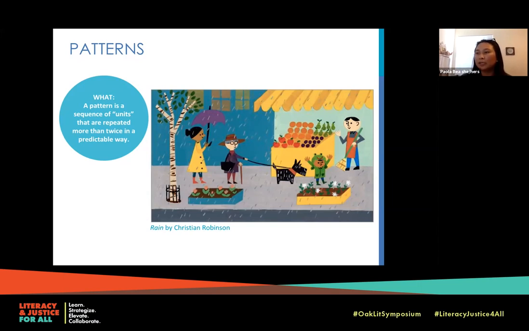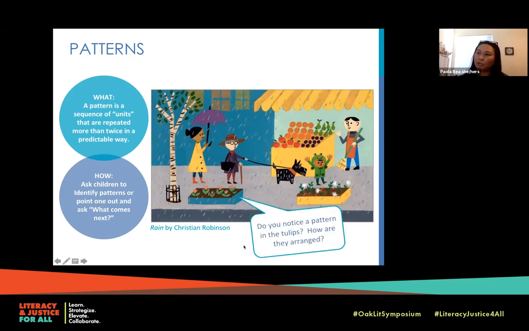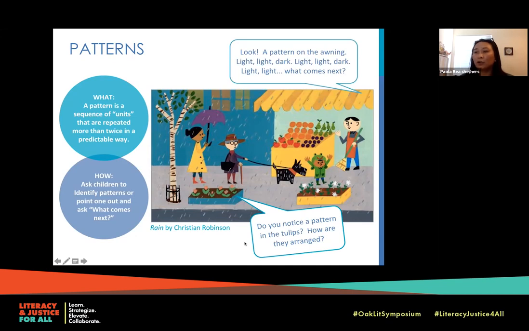Here is an example in this picture, Rain by Christian Robinson. We can ask children, do you notice a pattern in the tulips? How are they arranged? There's top, bottom, top, bottom, top, bottom, or up, down, up, down, up, down. That's a pattern. Another one is the pattern on the awning. The colors are light, light, dark, light, light, dark. What comes next? When we ask that kind of question, we are practicing their pattern making. And then you can extend it until the end.